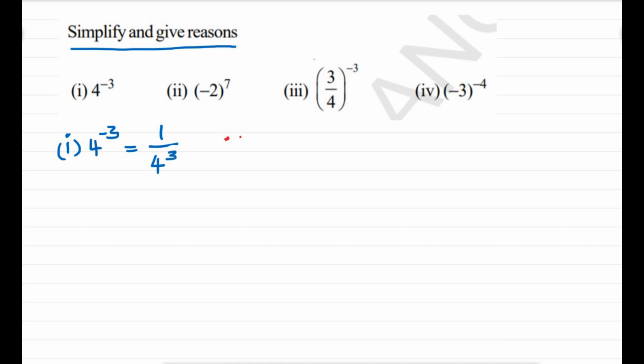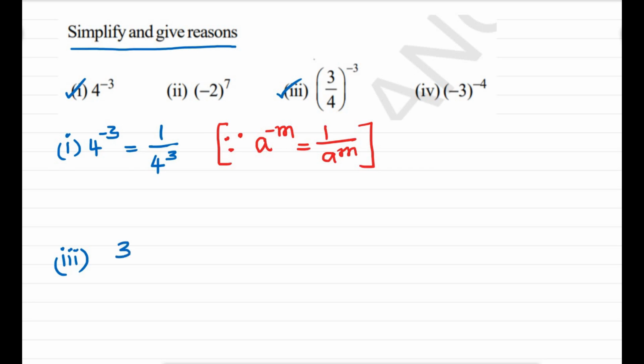Now see, how can I write this? Using the law that a to the power of minus n is equal to 1 by a to the power of n, I can write 4 power minus 3 as 1 by 4 power 3. Let us take another one. The third one I'm taking. I've done the first and I'm doing number 3.